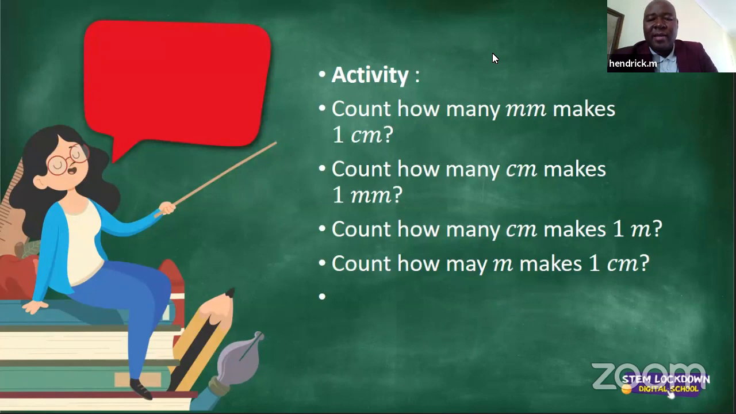How many centimeters make 1 millimeter? 1 centimeter. Okay, just hold it there. So you say 1 centimeter makes 1 millimeter. Okay, how many millimeters then make 1 centimeter? 10. Yes, sir. Okay, so 10 millimeters make up 1 centimeter.